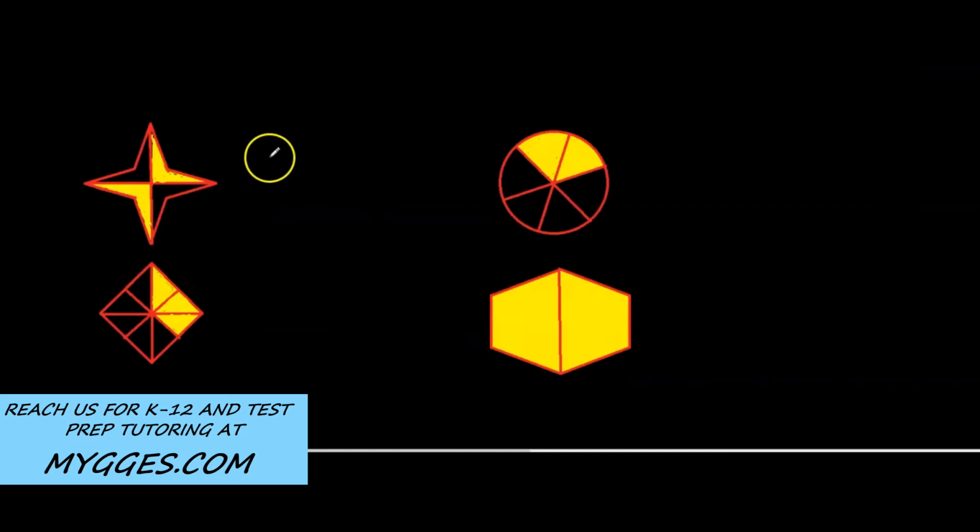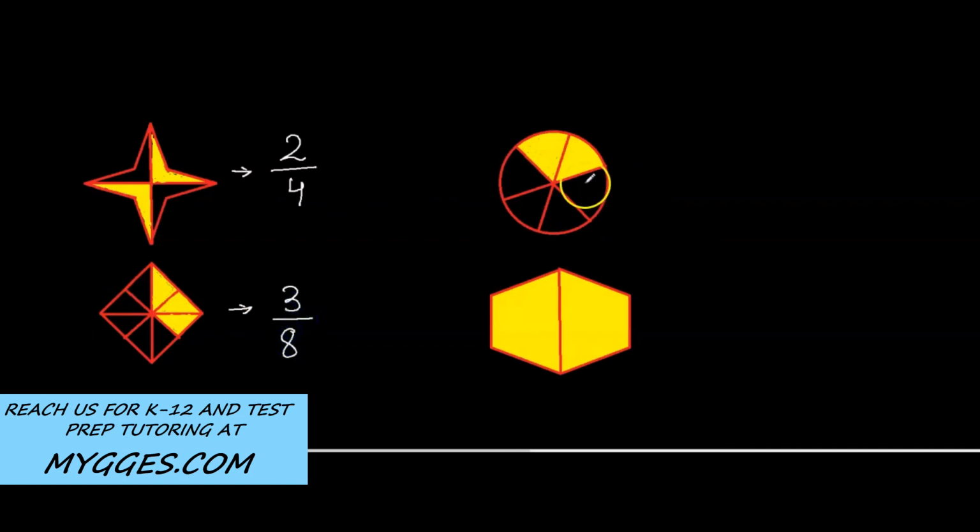Okay, now let's try some examples. In the first figure, if you can see, there are 4 equal parts and 2 out of them are shaded. So the fraction for the shaded part would be 2 out of 4. In the second one, I hope you can count it, there are 8 equal parts and we have shaded 3 out of it. So the fraction would be, yes, I'm pretty sure you got it, 3 out of 8.